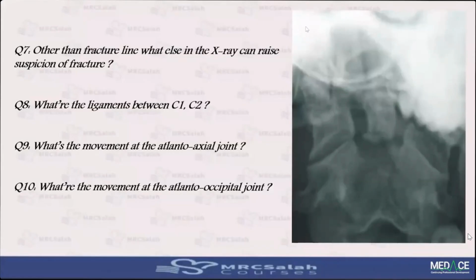Which question do you mean? Question number 9. Yes, you are correct. The movement is the axial rotation. It's the only movement because logically, if any flexion and extension occurs, the odontoid will cut the spinal cord. You are correct. And the flexion, extension and the lateral flexion occur at the atlanto-occipital joint.